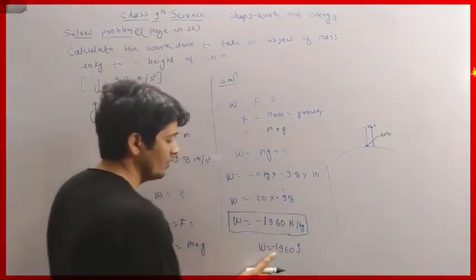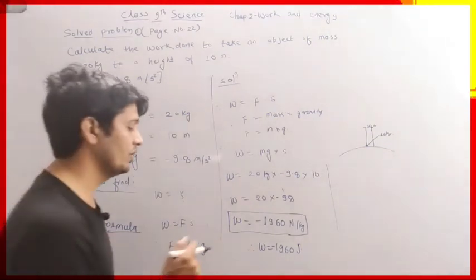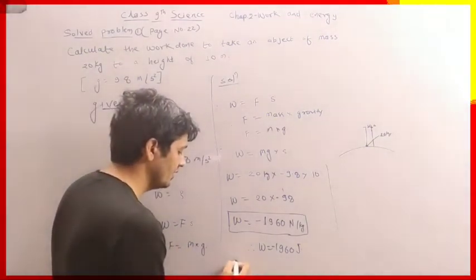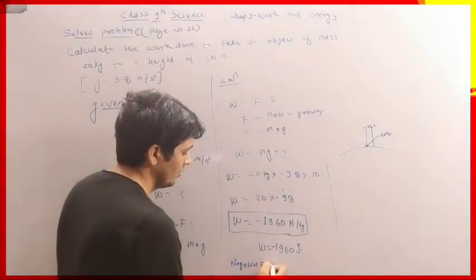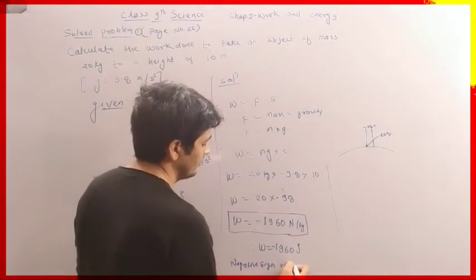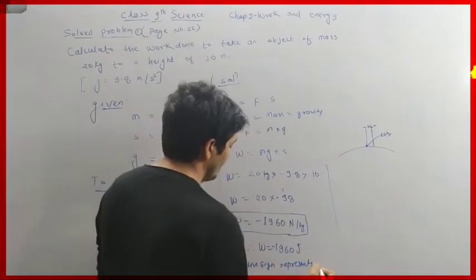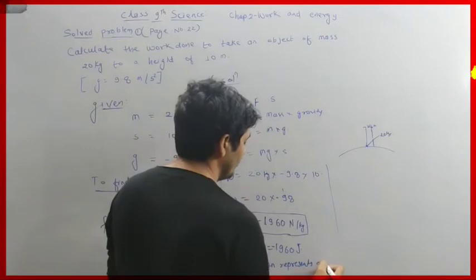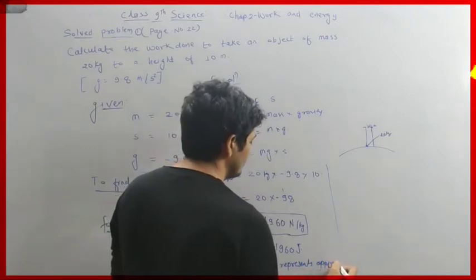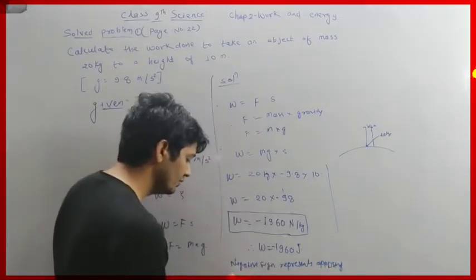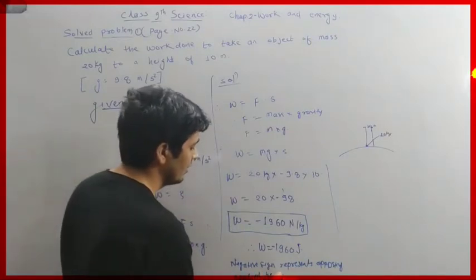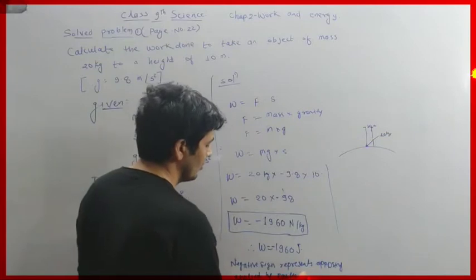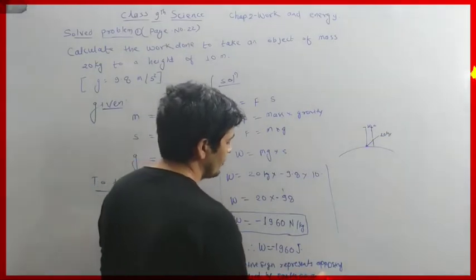Now we have to write the result. So we have to write why we are putting the negative sign over there. The negative sign represents the opposing force applied by earth on an object.